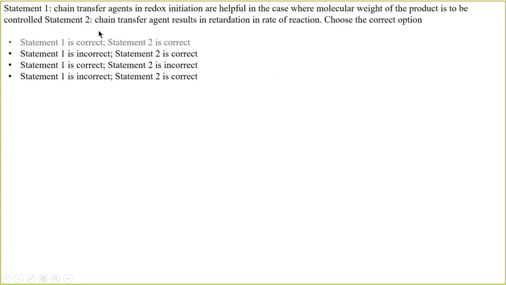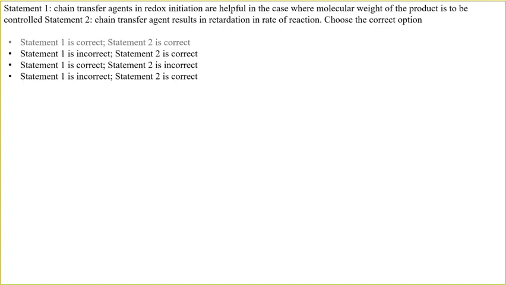Moving on to the next question. We have two statements here. Statement one says that chain transfer agents in redox initiation are helpful in the case where the molecular weight of the product is to be controlled. And statement two is chain transfer agent results in retardation in rate of reaction. Choose the correct answer. Chain transfer reagents, as we have known, transfer the activity of one active polymer chain to the other, and in redox initiation are helpful in the cases where the molecular weight of the polymer is to be controlled.